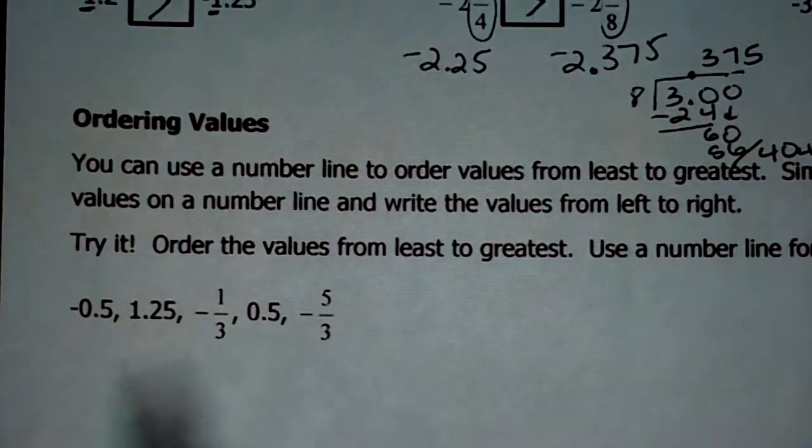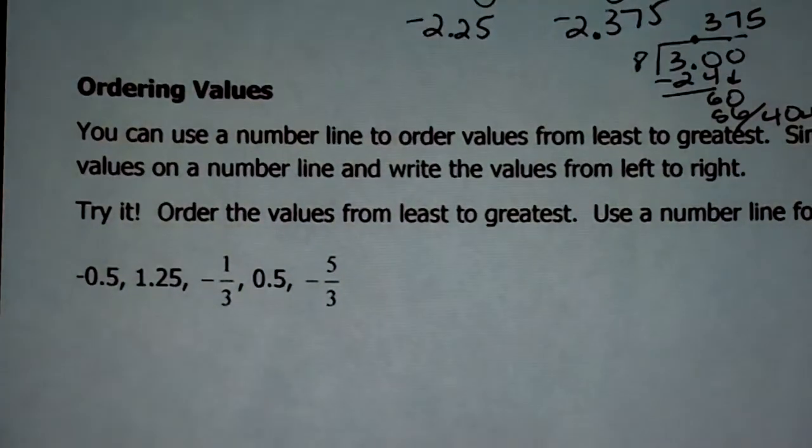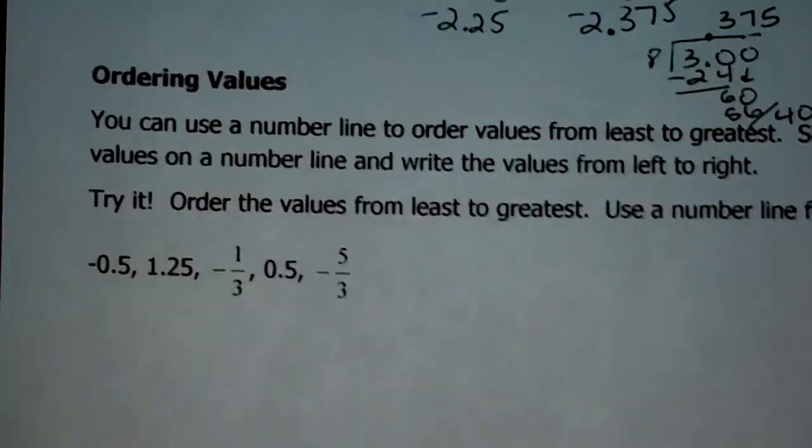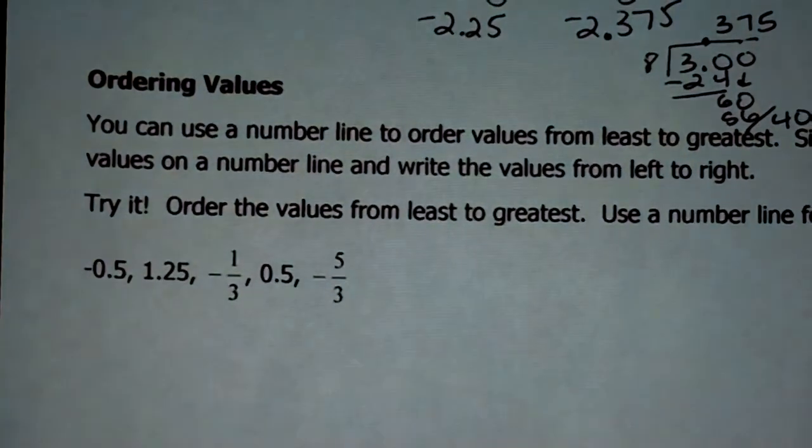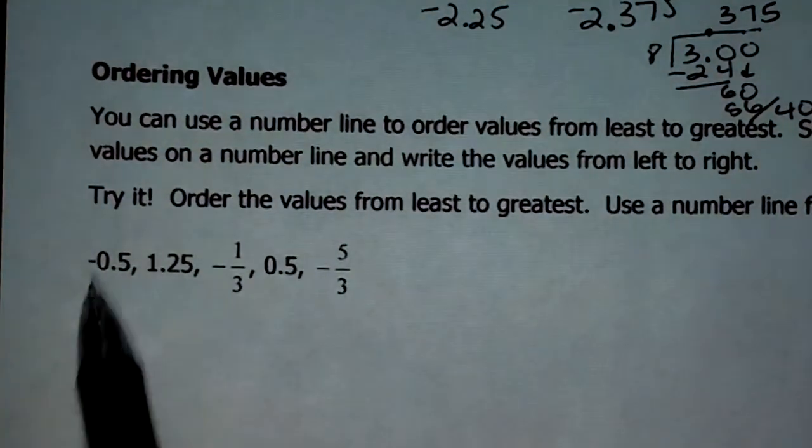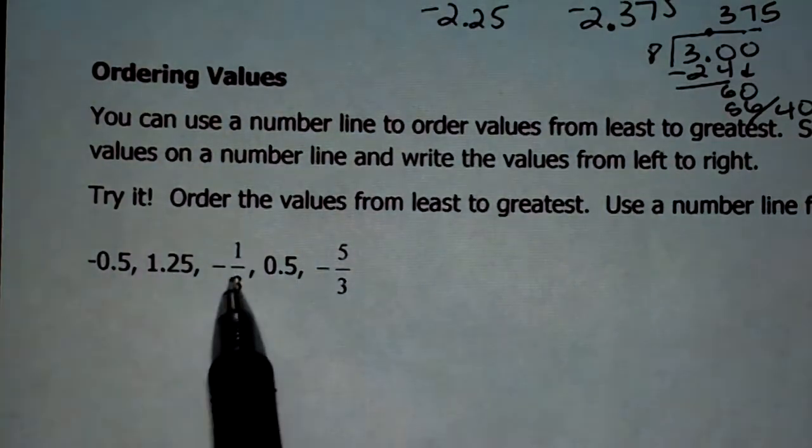Alright, so in looking at these, we've kind of been seeing that it's a lot easier to put these on a number line when they're in decimal form. So what I would do is I would change any of these that aren't decimals into decimals before you even start. So this is good, this is good, this negative 1/3 is not.